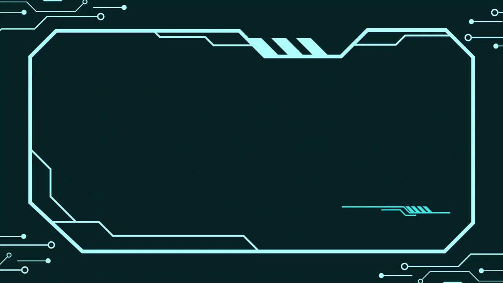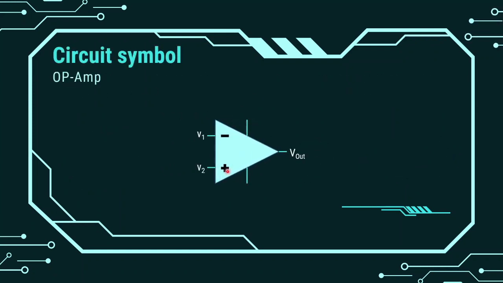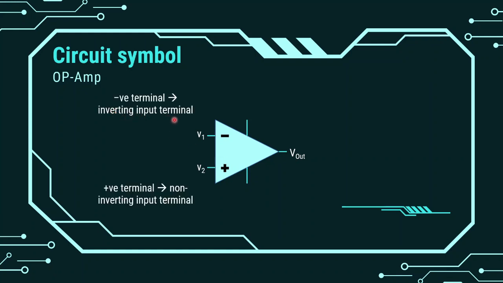Next, circuit symbol of OpAmp. This is the circuit symbol of operational amplifier. It has two inputs, V1 and V2, and one output, that is Vout. The symbol consists of positive and negative terminal. The negative terminal is the inverting input terminal. The positive terminal is the non-inverting input terminal.